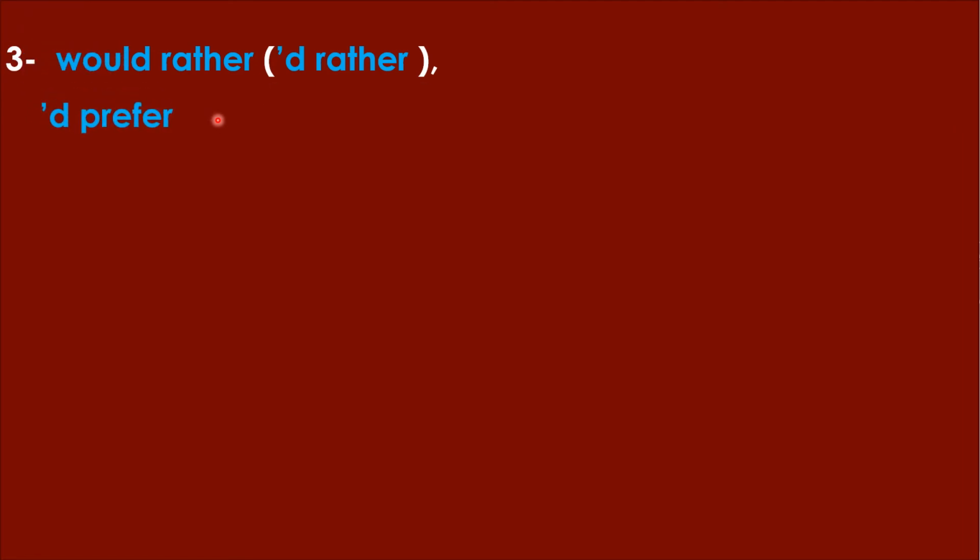Let's have a look at more examples of the unreal past. We use the unreal past with would rather or 'd rather, would prefer or 'd prefer, and would sooner or 'd sooner.